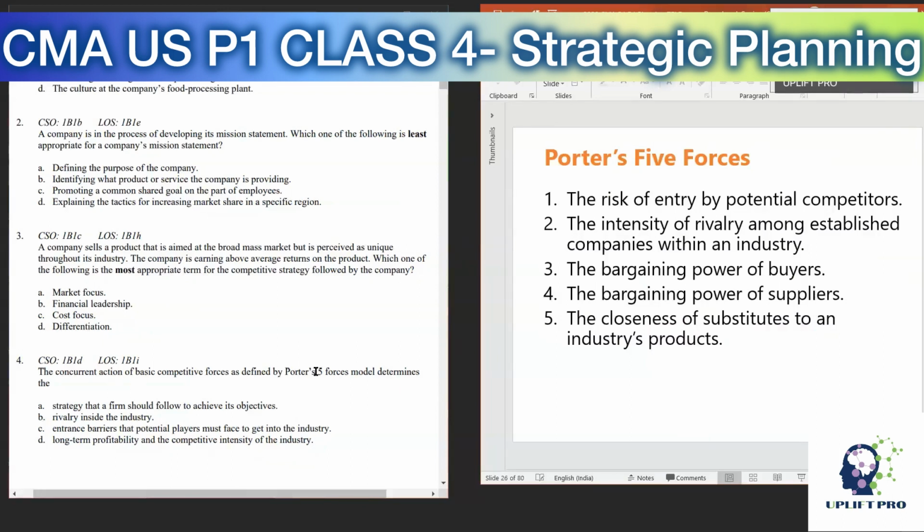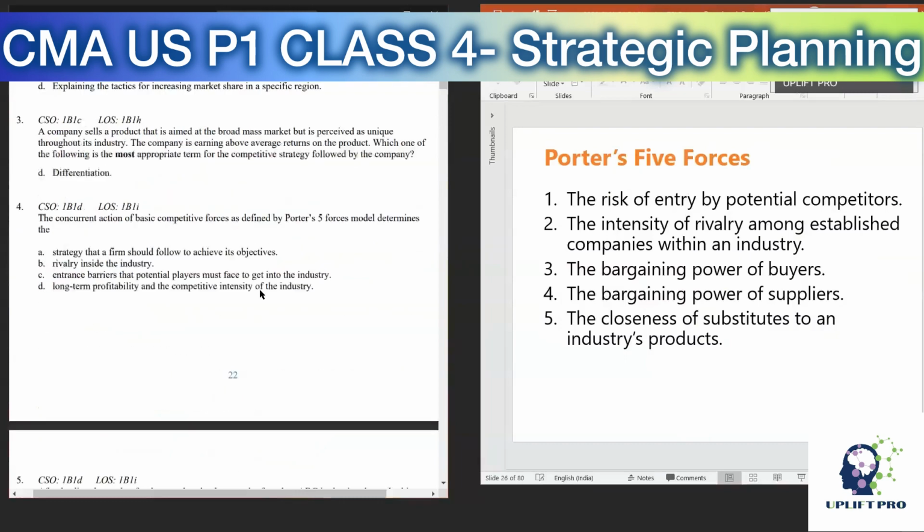Okay? That is the right answer because they're asking you concurrent action of basic competitive forces. So they're asking you the action. The action is the profitability comes down because the competition goes up. Clear? Rohit, did you understand? So you were confused between C and D, C and B. You need to understand the question and then answer it. Right? Okay, and I think this is the last question under strategy.